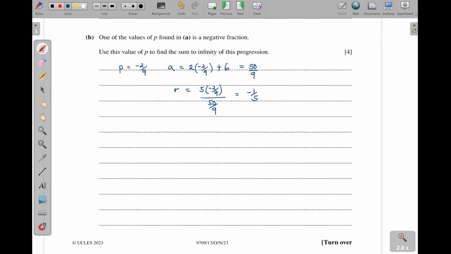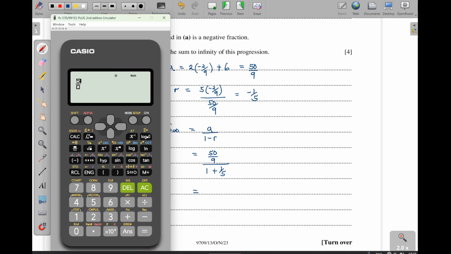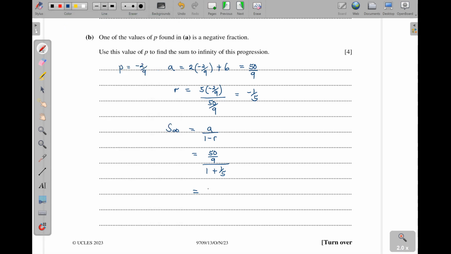Now we can substitute in the expression for the sum to infinity, which is a over 1 minus r. So our a is 50 over 9, then divide by 1 minus minus, that will be a plus. So altogether, we have 50 over 9 divided by 1 plus 1 over 5. We get 125 over 27. I will leave it exact, or if you want, you can put it to 3 significant figures.